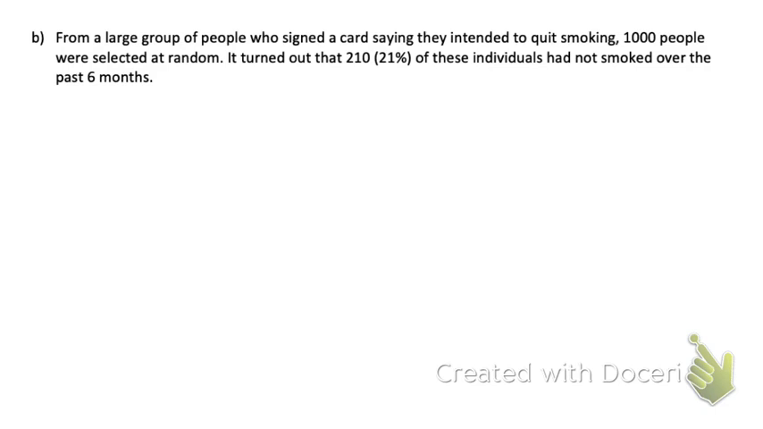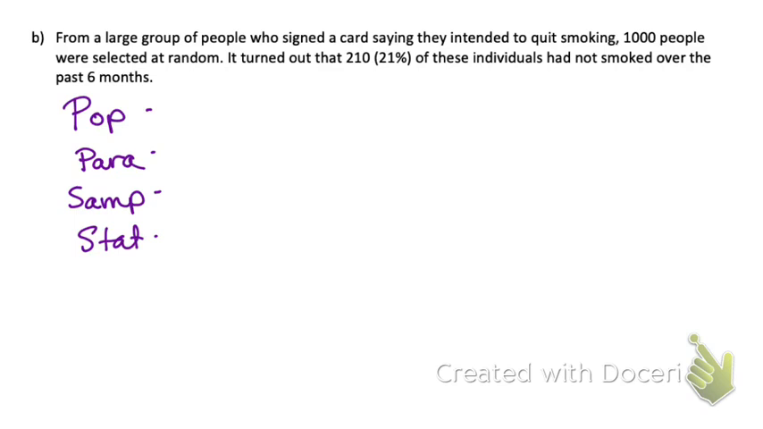All right, so again, we want to know the population, the parameter, who's the sample, and what's the statistic. These are the three things we need to identify out of this problem. Okay, so here's the problem. From a large group of people who signed a card saying they intended to quit smoking, 1,000 people were selected at random. It turned out that 210, or 21%, of these individuals had not smoked over the past 6 months.